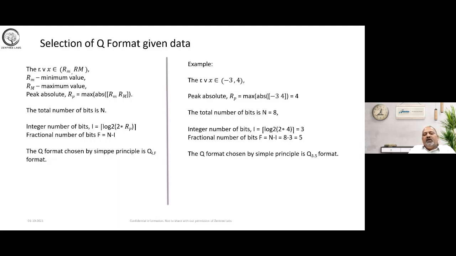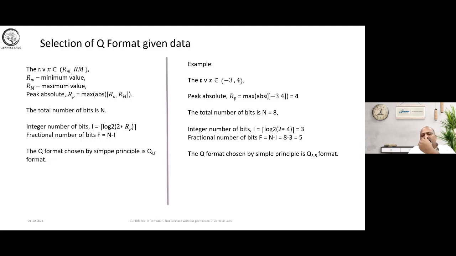So every time we find the integer number of bits and subtract it from the total number of bits, then you can get the required Q format Qi.f. So when any variable is given to you, in general, you look at the dynamic range. Based on the dynamic range, you will compute.